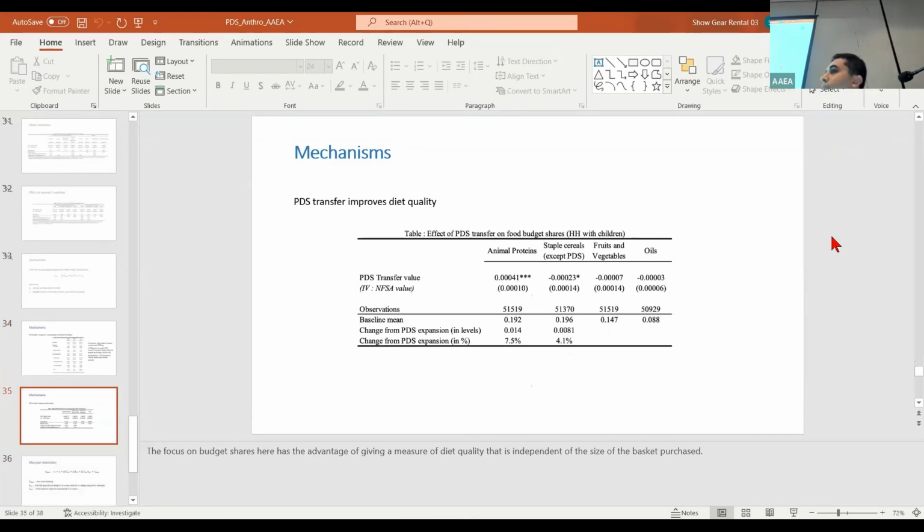We also look at household budget shares of animal proteins and staple proteins, and we see that these households are substituting from staple cereals to animal proteins.